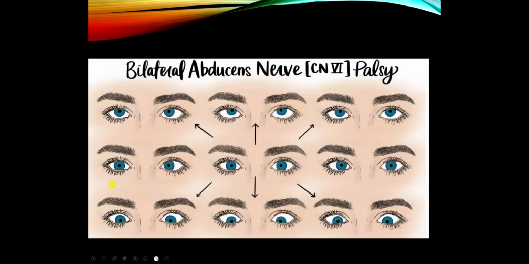But notice when they look to the right, this eye is not abducting. So the patient has a right sixth nerve palsy. And when the patient looks to the left, this eye is not abducting. So if we see a patient with a bilateral sixth nerve palsy, we need to do an urgent brain scan, typically to look for what's causing the increased intracranial pressure.